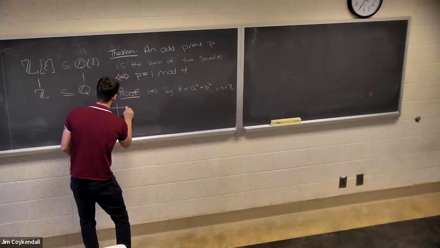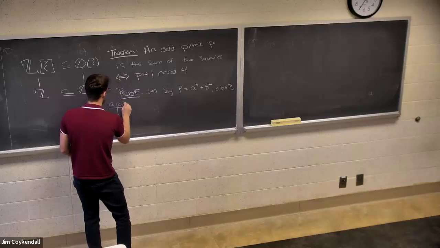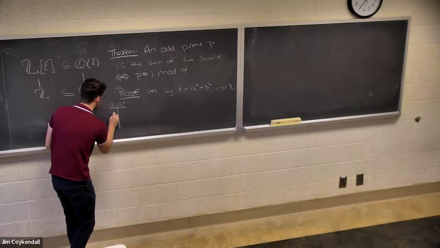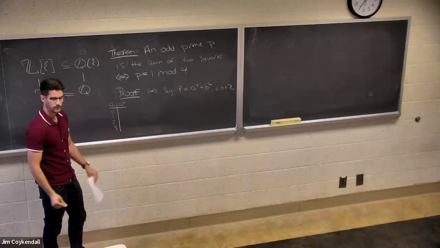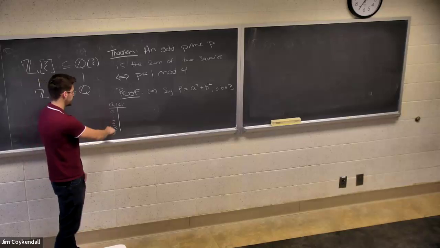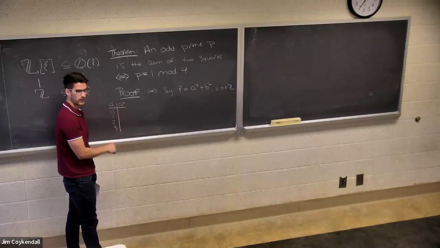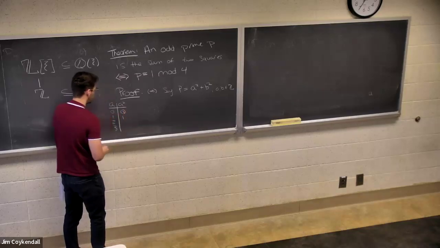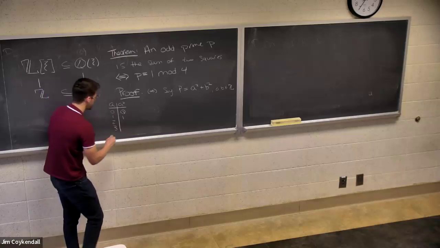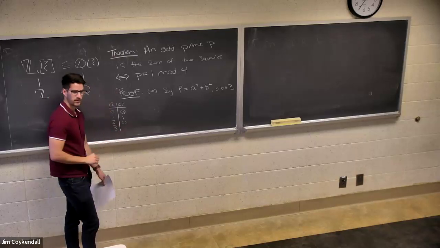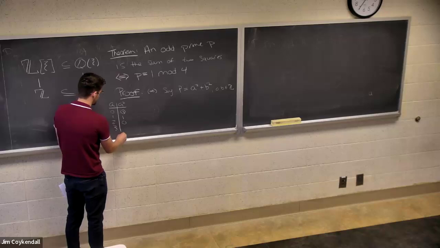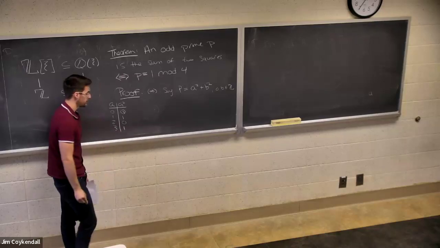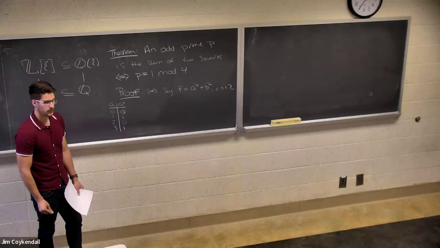Well, let's look at a table mod 4 of all our elements. Modulo 4, when I square any of these elements, what do I get mod 4? If I square 0, obviously I get 0. If I square 1, I get 1. What is 2 squared mod 4? 0, and then 3 squared mod 4 is 1. So the only options modulo 4 are 0 and 1.